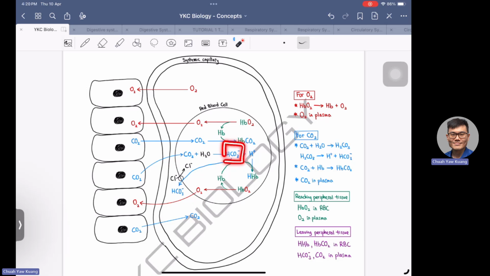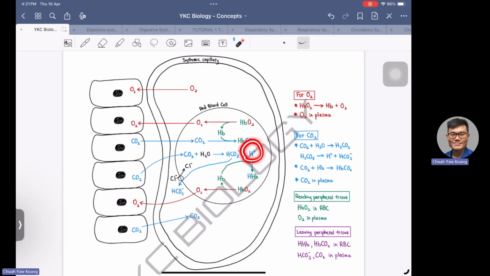So the bicarbonate ion and the hydrogen ion will be carried in the red blood cell, but this will also create two problems. First problem is that too much of the hydrogen ion accumulating inside the red blood cell is going to lower the pH, causing the cytoplasm of the red blood cell to be too acidic, and this will destroy the red blood cell. Second problem is that this bicarbonate ion needs to be carried in the plasma. So that's why we will need two more processes in order to solve these two problems.